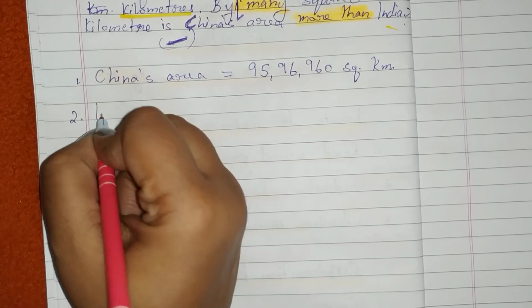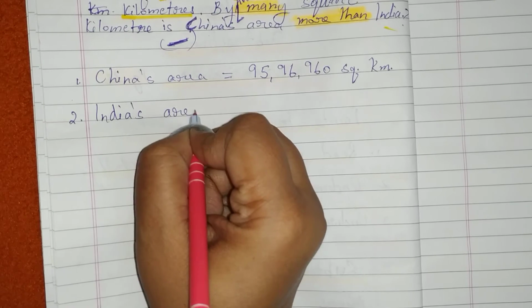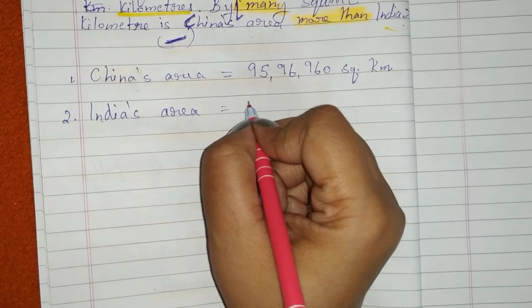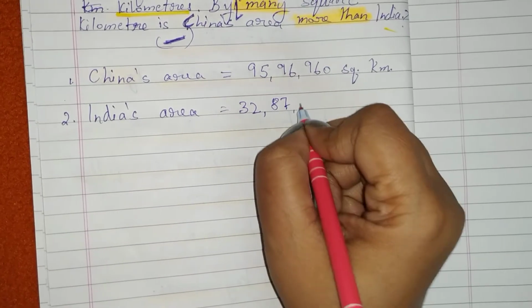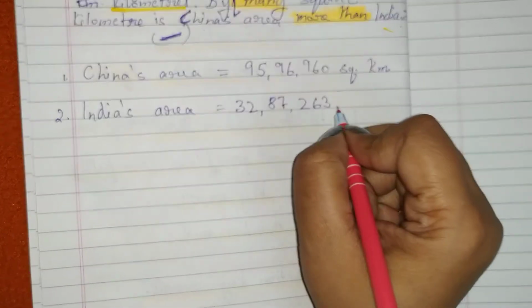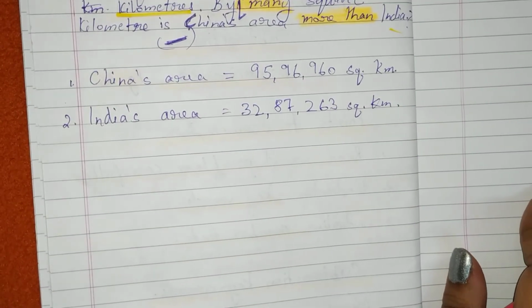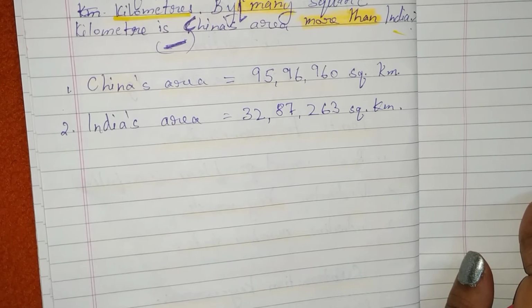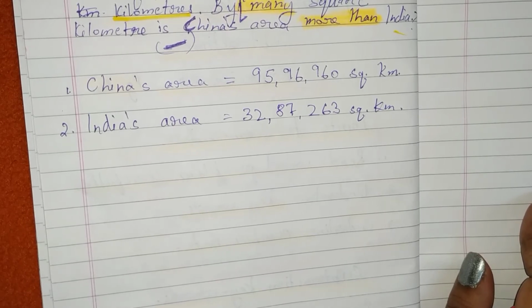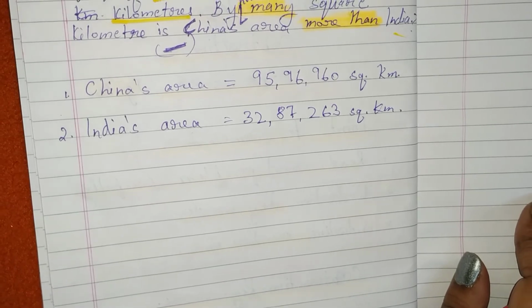India's area. How much? 32 lakh 87,263 square kilometer. Yes. Now what you have to find out? How many square kilometer China's area is more? Means kitna zyada hai. So what you have to do? You have to subtract. Yes children.